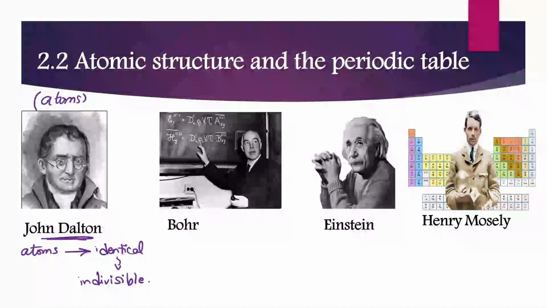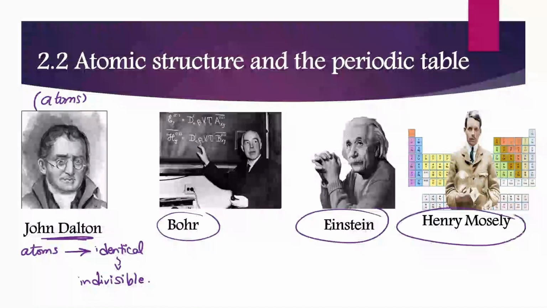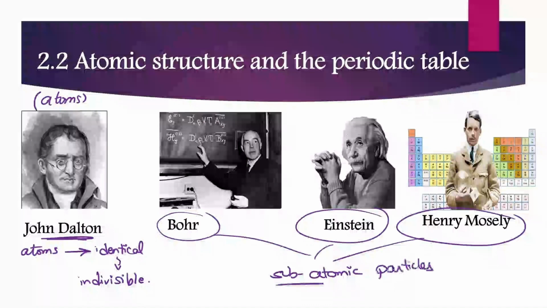However, in the last 100 years, it has been proved by great scientists such as Bohr, Einstein, and Henry Moseley that the atoms are made up of even smaller subatomic particles. So, according to these scientists, there are subatomic particles. The most important subatomic particles are the protons, the neutrons, and the electrons.